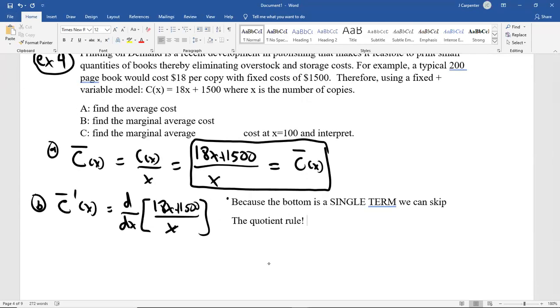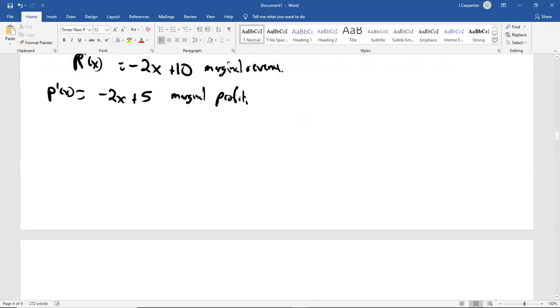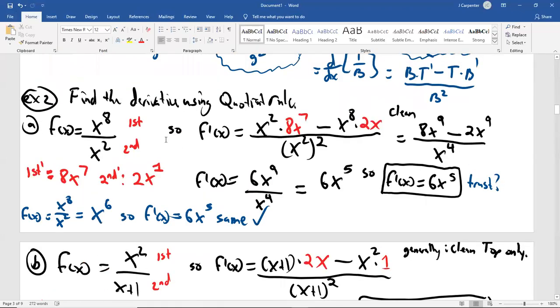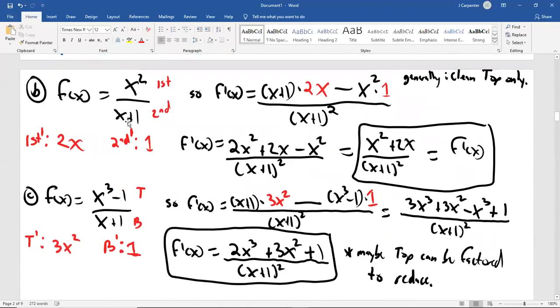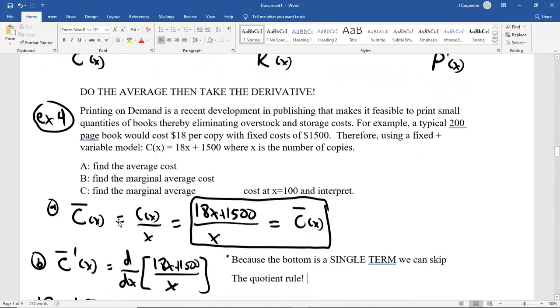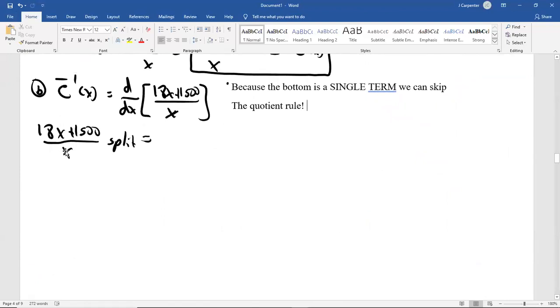So check this out. Before we go into the derivative stuff, 18x plus 1500 over x. Let's split this up. You can only do this if the bottom has one term. If you go back to the previous examples where we did the quotient rule, two terms, got to do it. Because this is one term, you can actually split this as 18x over x plus 1500 over x.